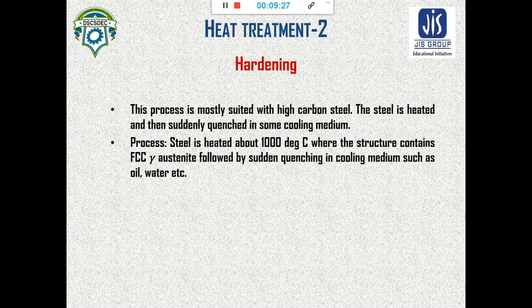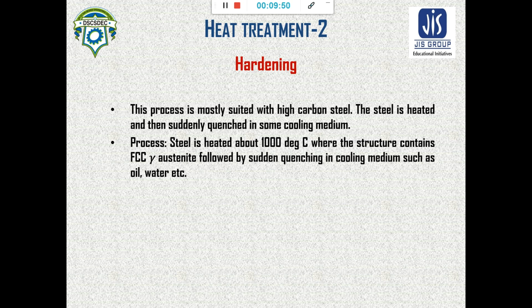That martensite is a very hard material. So that's why it is used for high carbon steel, and this high carbon steel with martensite inside can be used as tool material or cutting tool material. So heat treated high carbon steel is mostly used as tool material.